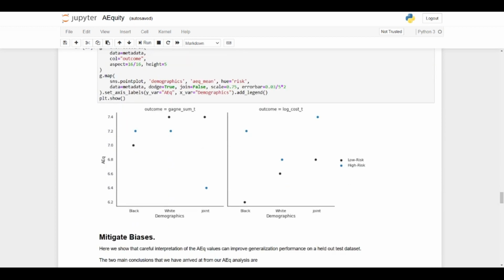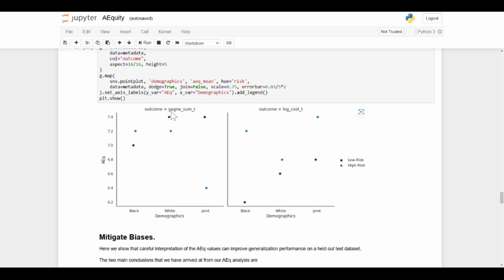So let's interpret this. Let's focus primarily on the log cost. We see that the AEQ value for Black patients is significantly higher than the AEQ value for white patients. This means that it's harder to generalize for Black patients than it is for white patients. Second, if we look at the joint AEQ value, it's higher than both of them, which means that there's a form of bias here because they belong to different distributions.